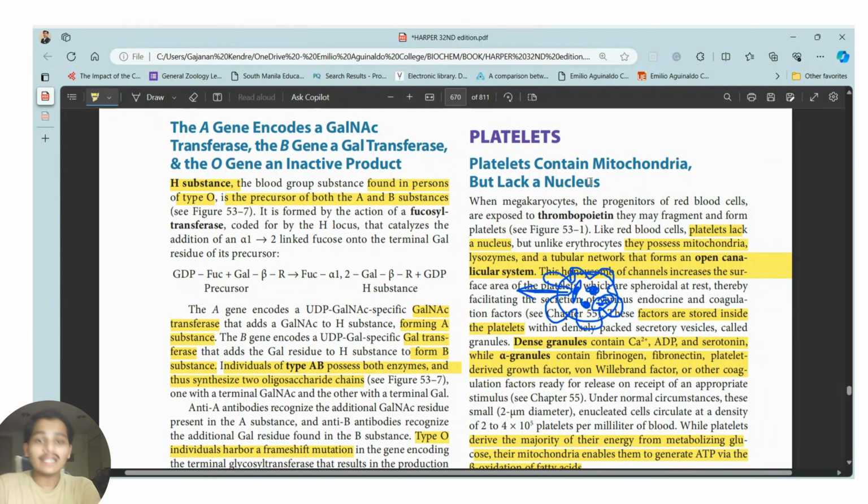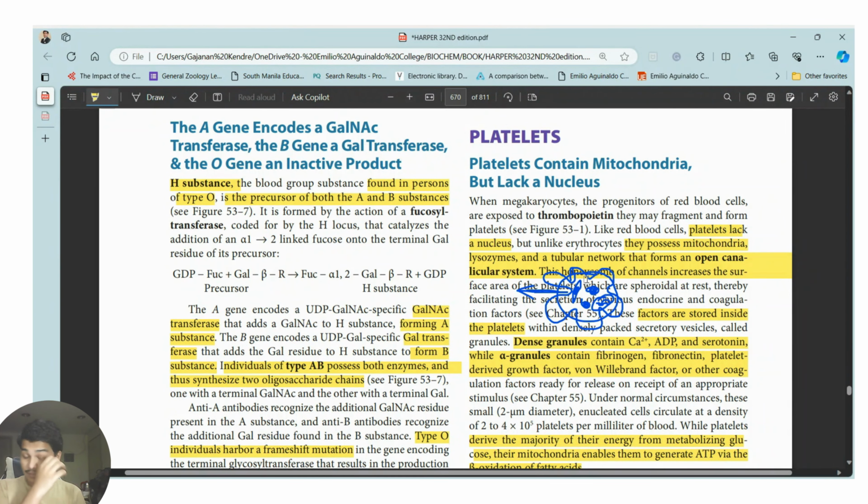Okay. Then platelets are also devoid of the majority of their organelles, but some organelles are still present in the platelets, which are the mitochondria, lysosomes, and the tubular network, that is the open canalicular system. Here I will explain the open canalicular system. Let's say the inner circle is our platelet, and this is its outside membrane, and these tubular pores coming inside of this platelet form the open canalicular system.